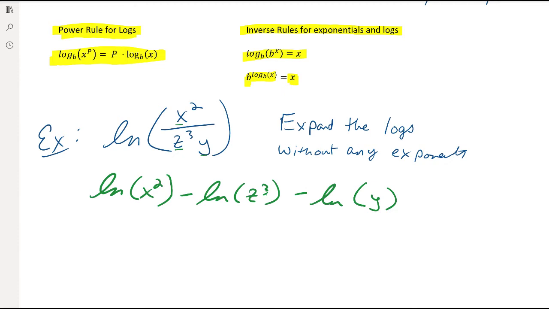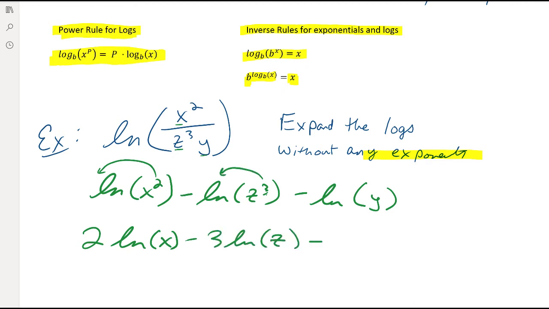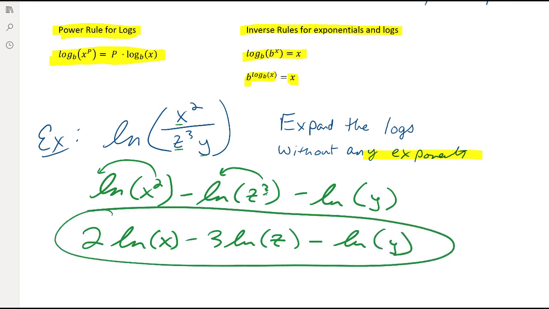The last part of this question says they don't want any exponents on your arguments. So next we're going to apply the power rule. And the power rule says I can take this 2 and I can bring it out front. So this becomes 2 times the natural log of x minus, same thing, take that 3, bring it out front, minus 3 times the natural log of z minus the natural log of y. So there we go, folks. That's how we expand out a log.